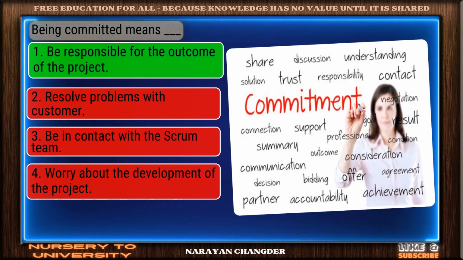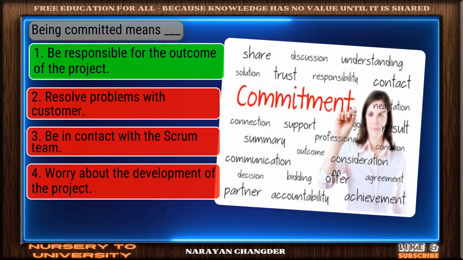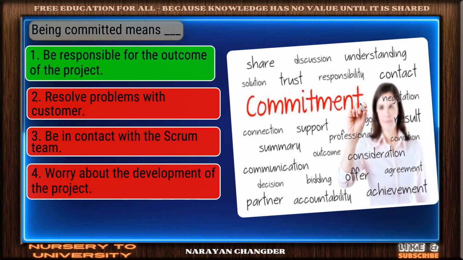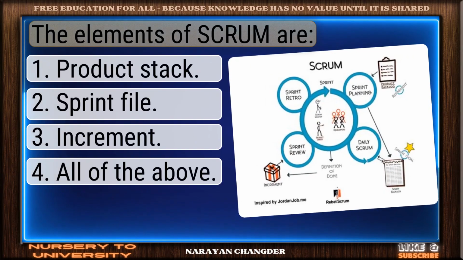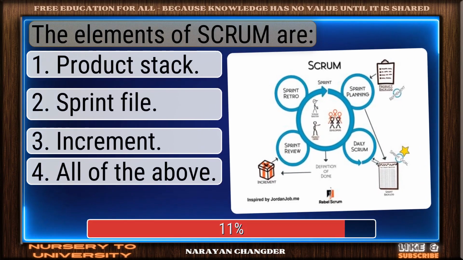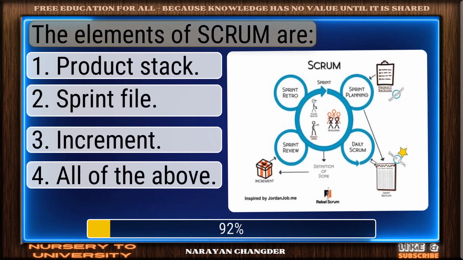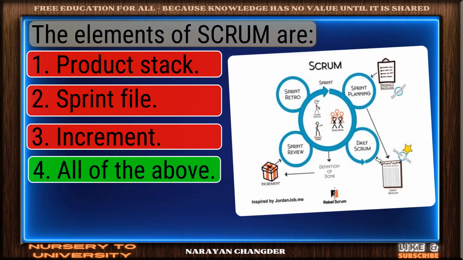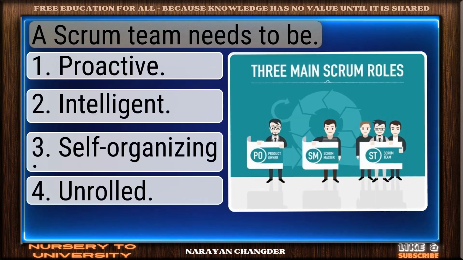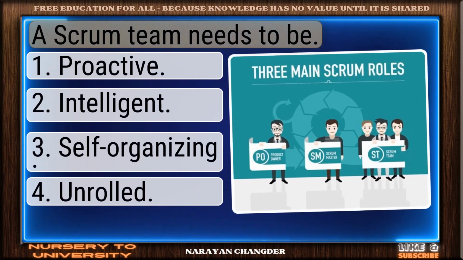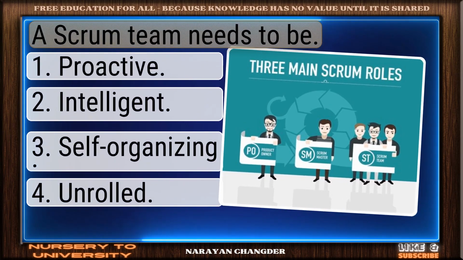Right choice. Be responsible for the outcome of the project is the best answer. Question number 44. The elements of Scrum are. Solid response. All of the above is a valid choice. Question number 45. A Scrum team needs to be.